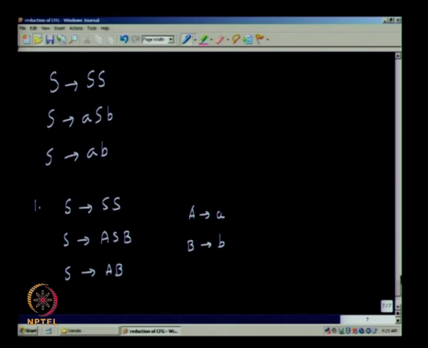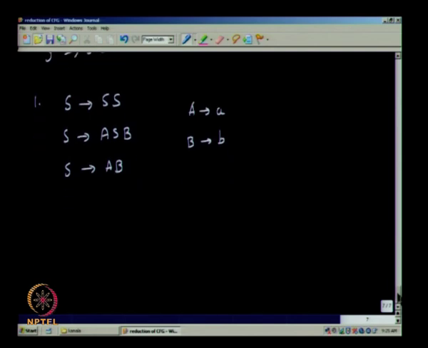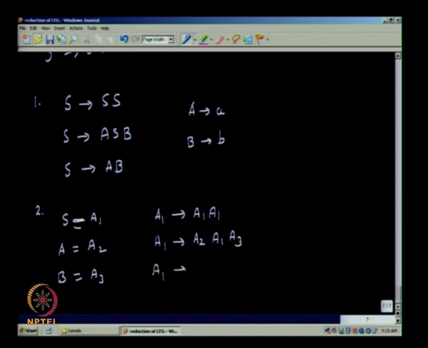Then the second step is to introduce an ordering among the non-terminals. So, make S as A1, A as A2, B as A3. So, the rules will become now A1 goes to A1 A1, A1 goes to A2 A1 A3, A1 goes to A2 A3. Wherever you have S you put A1, wherever you have capital A you put A2, wherever you have capital B you put A3. Then these rules will become A2 goes to a, A3 goes to b.